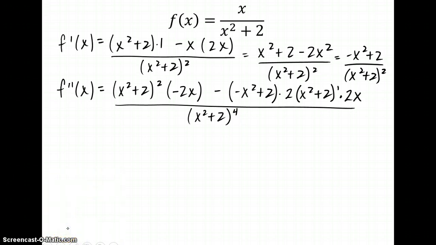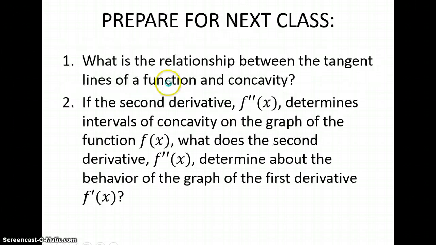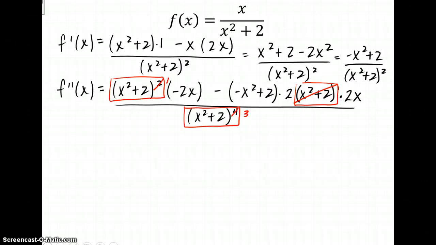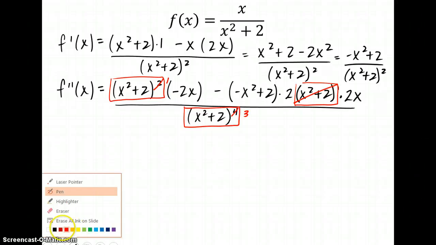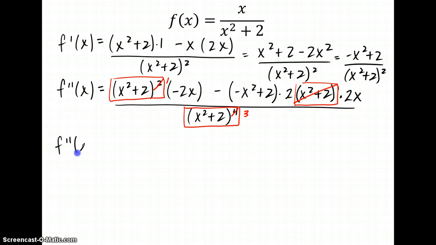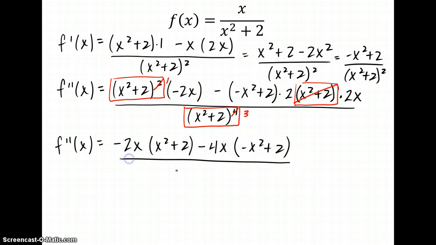Alright, so now let's get some things to cancel. I have x squared plus 2 to the first, x squared plus 2 squared, x squared plus 2 to the fourth. So these can all reduce by 1, but only when I have the exact same thing common in all the terms. So now we have negative 2x times x squared plus 2 minus 4x times negative x squared plus 2 all over x squared plus 2 cubed.